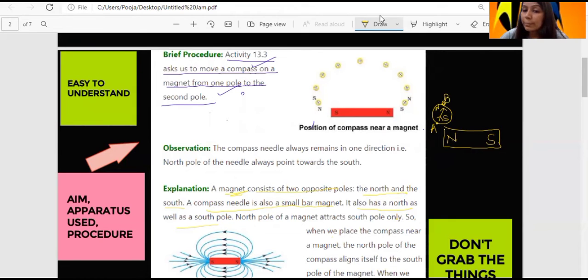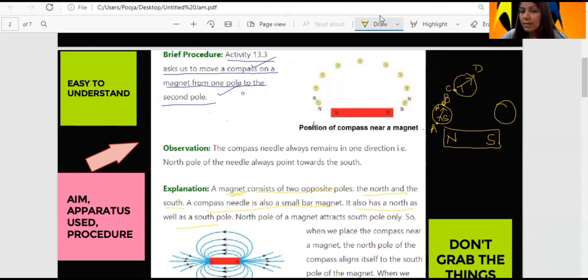Now again take out this compass needle and place it on the next position, another position. When you put it on another position, again the south pole is towards the north pole and the north pole is away from that north pole due to the repulsion. So now we have taken these as C and D. We will have to repeat this process until the north pole of the compass reaches the south pole of the magnet.